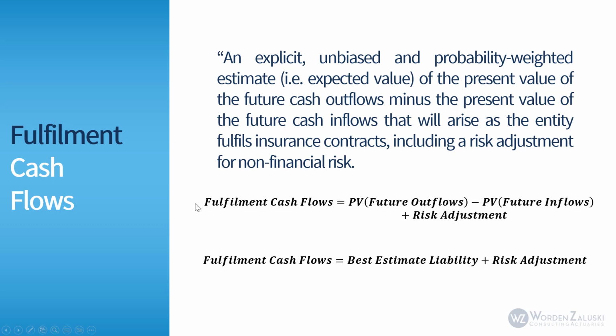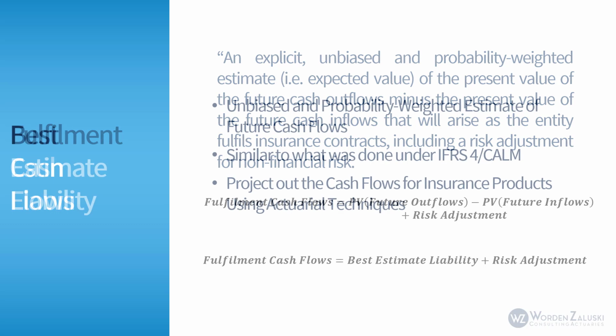So in other words, our fulfillment cash flows are equal to the present value of our future outflows minus the present value of our future inflows plus our risk adjustment. Now, the present value of our future outflows minus the present value of our future inflows is also the best estimate liability. So our fulfillment cash flows are the best estimate liability plus the risk adjustment.